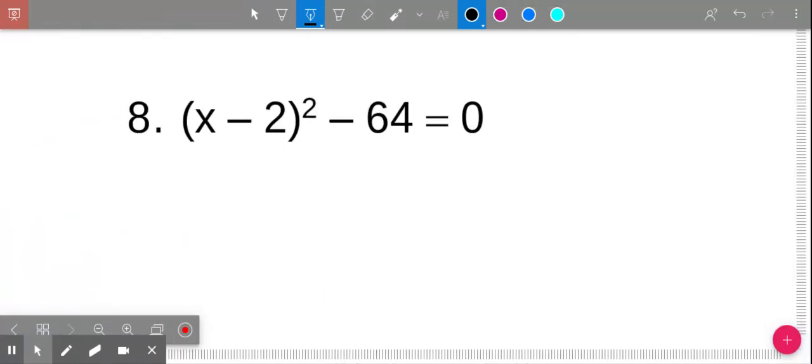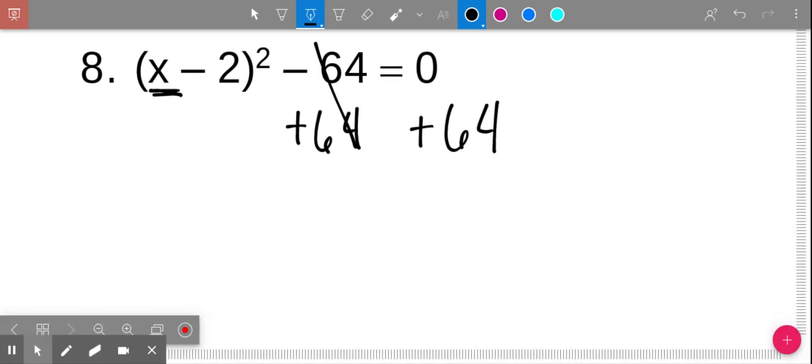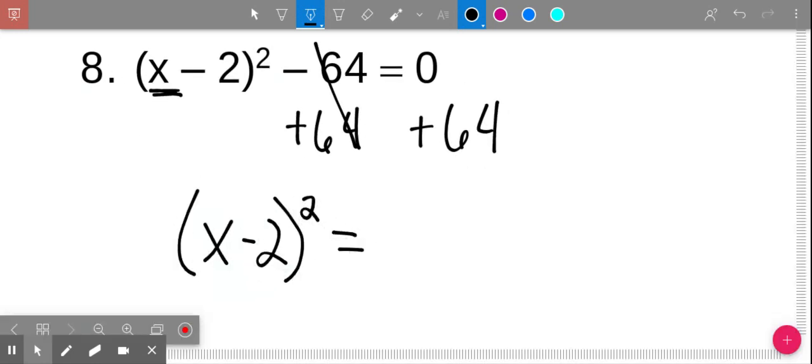So I have (x minus 2) squared minus 64 is equal to 0. So we want to get this x all by itself. So the first thing we have to get rid of is the minus 64. So we're going to start by adding the 64 to the other side. That's going to cancel out. So I have (x minus 2) squared is equal to 0 plus 64 gives me 64.